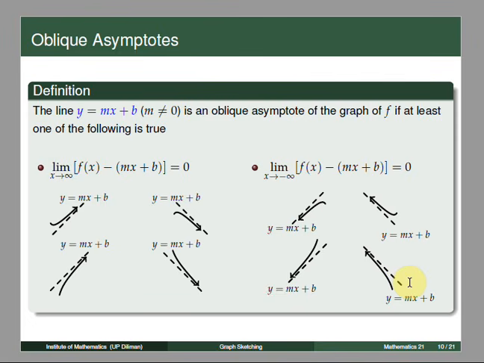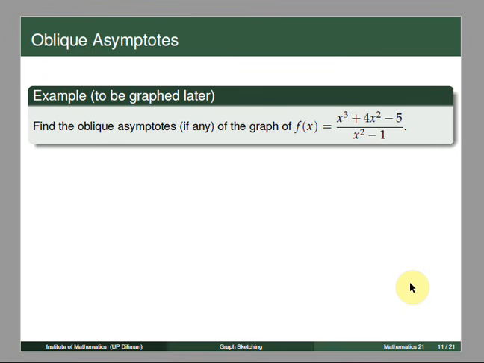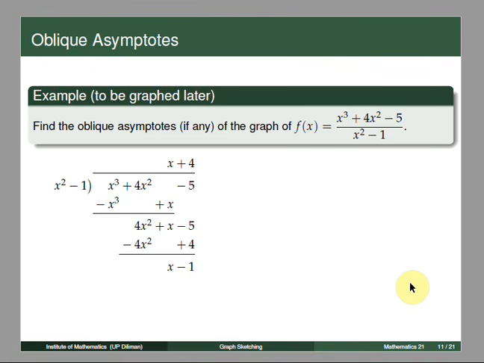Now we know the definition of oblique asymptote. Let's look at an example of how to find an oblique asymptote to a rational function. Let us consider the rational function x cubed plus 4x squared minus 5 all over x squared minus 1. Note that this is the same example we did in the last video. The first step in finding an oblique asymptote is to divide the numerator by the denominator using long division as shown. So please verify that the quotient is x plus 4 and the remainder is x minus 1.